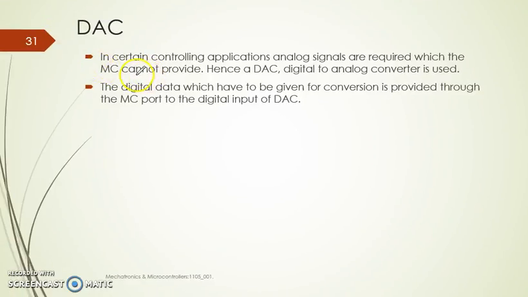Next is the DAC. In certain controlling applications, analog signals are required which the microcontroller cannot give, so we use a DAC. The microcontroller gives the digital signal and the DAC converts it into an analog signal and gives it to the further devices for its controlling application. The digital data to be converted is usually provided through the microcontroller port to the digital input of the DAC.